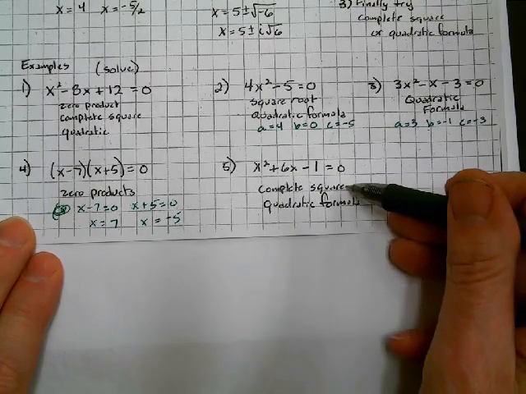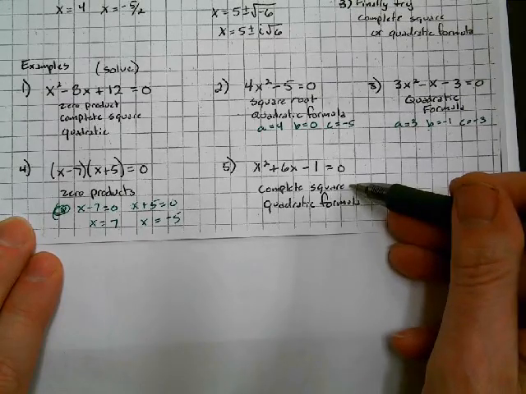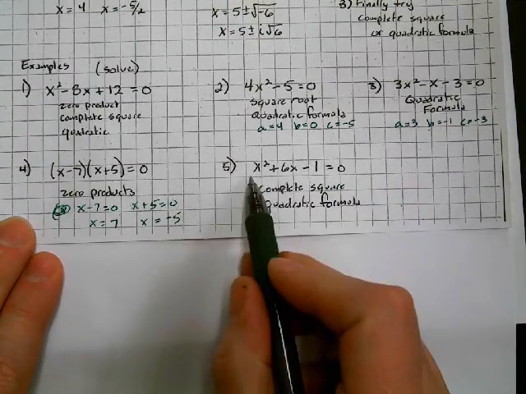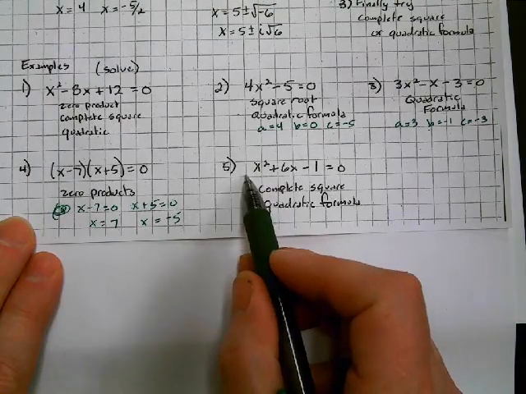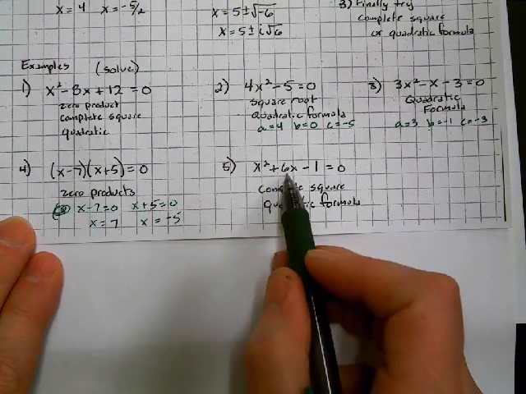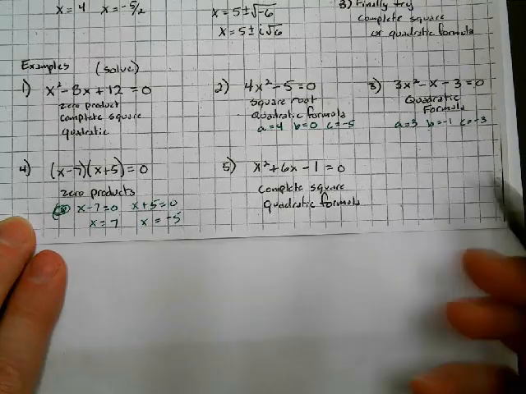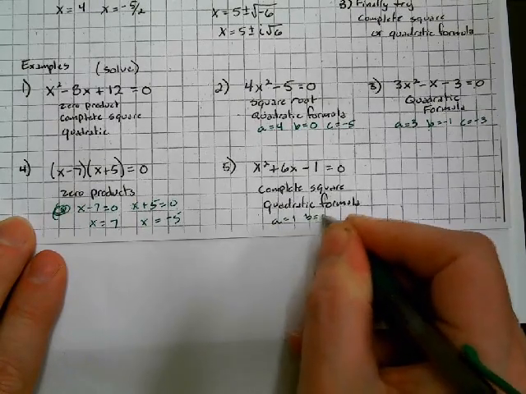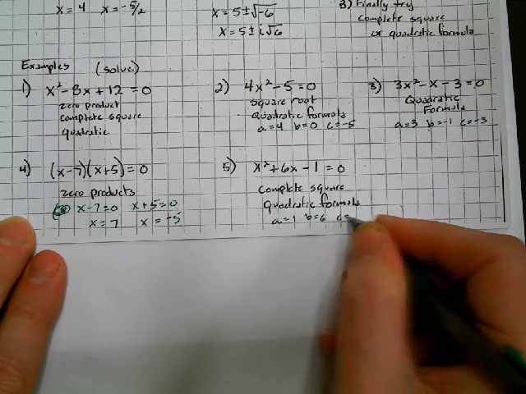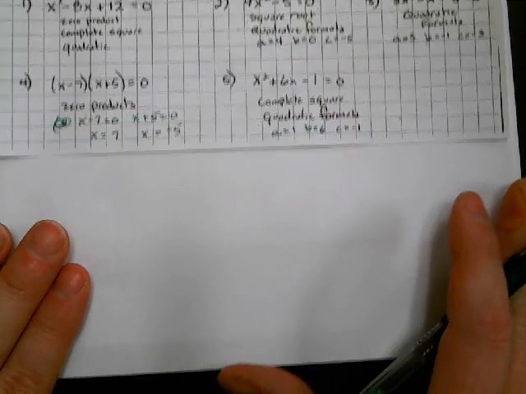Now on this one, I would probably complete the square for this reason. Number 1, the number in front of x squared, the a value is 1, which is what we want. And the b value is even, which is what we want. So completing the square would probably be faster on this one. We could do the quadratic formula. A would be 1, b would be 6, c would be -1. But I think completing the square is more efficient on this one. Efficient meaning that it's probably going to get our answer faster and we're going to have to do less work.